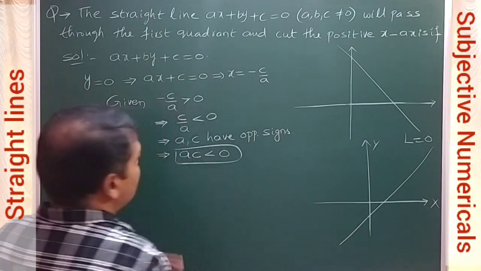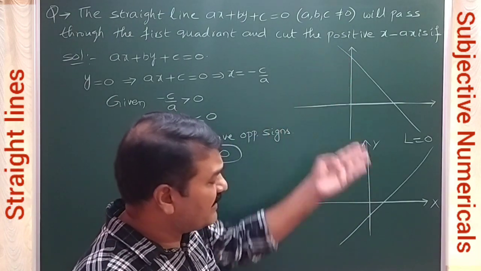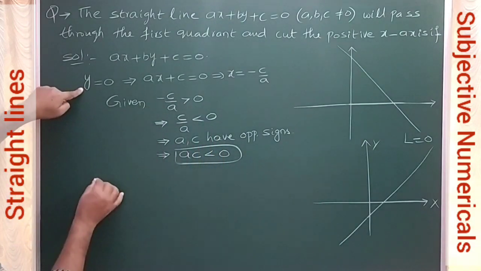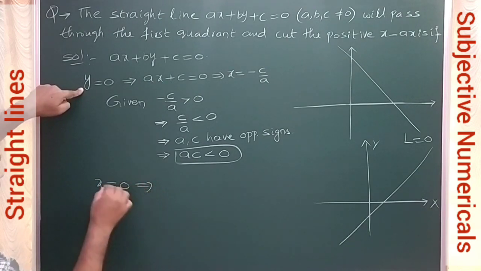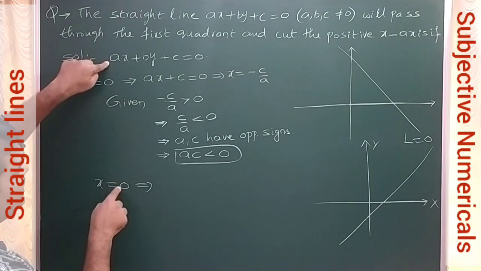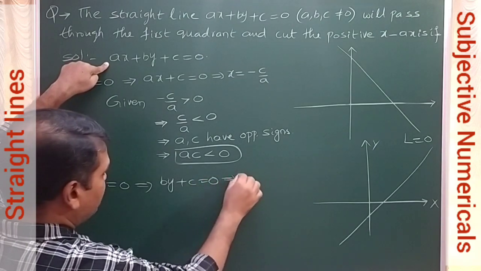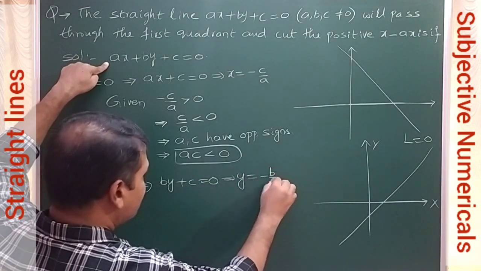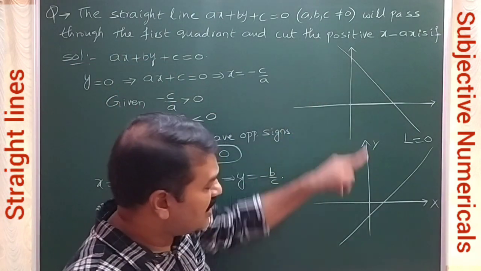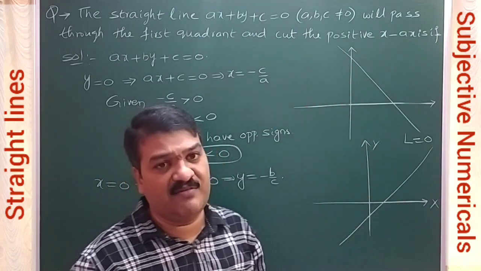Now, this is the x-intercept. Coming to the y-intercept, it can be positive or negative, both are possible. What will the y-intercept be? If you take x is equal to 0 in this line, you get by plus c is equal to 0, that means y is equal to minus c by b. This is the y-intercept. The y-intercept can be positive or negative, because the line can cut the positive side of the y-axis or the negative side of the y-axis.